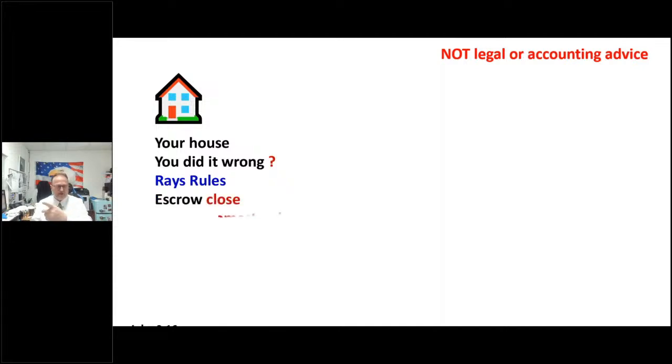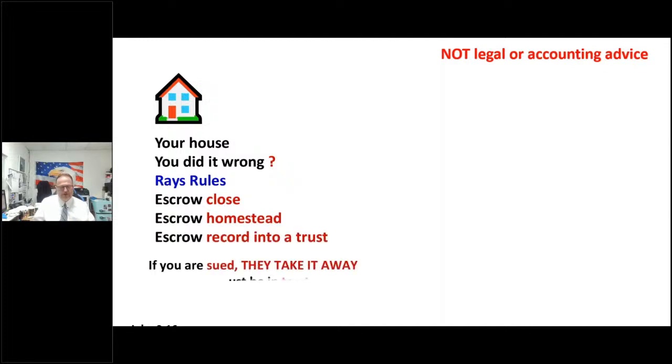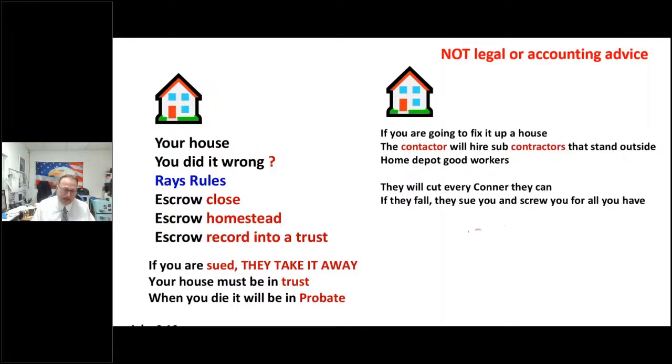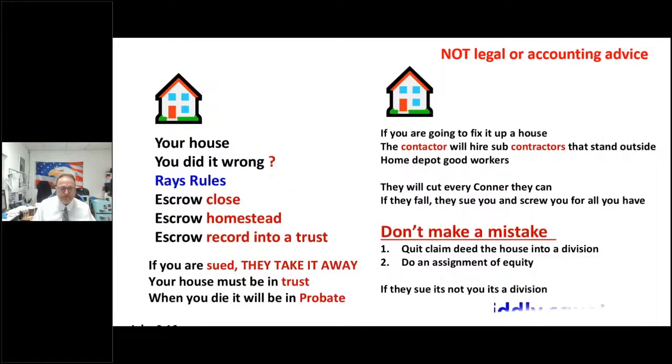You hire the contractor that ripped you off too, and they want to basically cut corners and hire those people outside Home Depot. So let's understand, when they want to slip and fall and sue you and screw you up, why don't you just make sure they get diddly squat? I like diddly squat, don't you? But again, that's up to you.